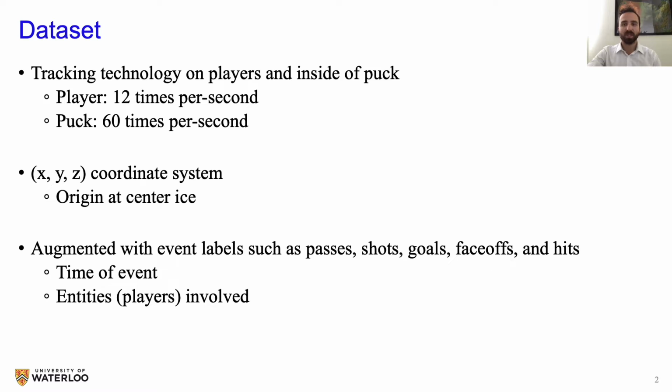The dataset we use in this work is the recently collected NHL puck and player tracking data. Tracking technology is located on each player and inside of the puck. Player locations are sampled 12 times per second and the puck 60 times per second. Locations are recorded in 3 dimensions with X, Y, and Z coordinates, and the origin is located at center ice. The tracking data comes with event labels, which signal the timestamp of an event such as a pass, shot, goal, and many more, and the identities of the players involved in the event.